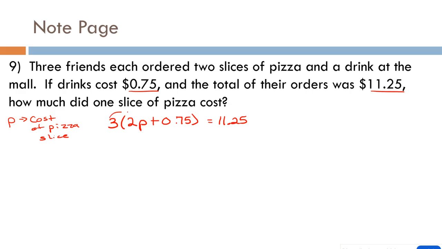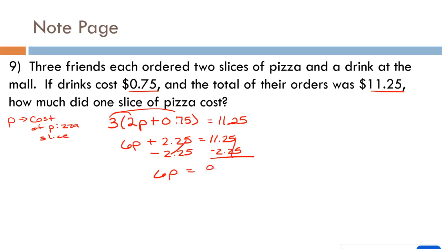So first thing we need to do is distribute. 3 times 2P is 6P, plus 3 times 75 cents is $2.25 equals $11.25. Now, we don't have to combine like terms here. I only have variables on the left. So the next thing we're going to do is undo add, subtract. We're going to subtract the 2.25. I get 6P equals, that cancels out, leaving me 9.